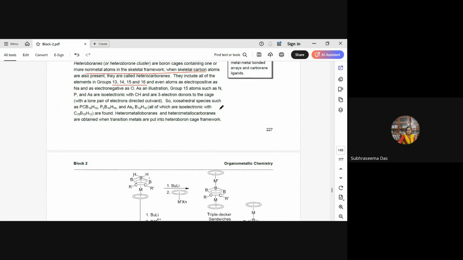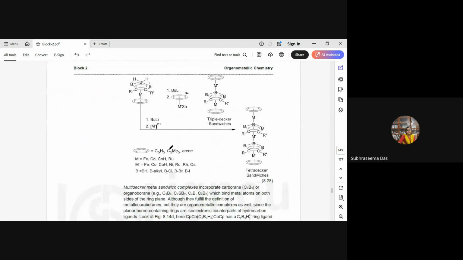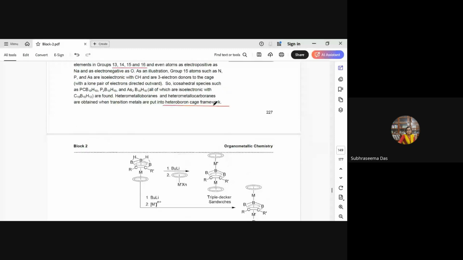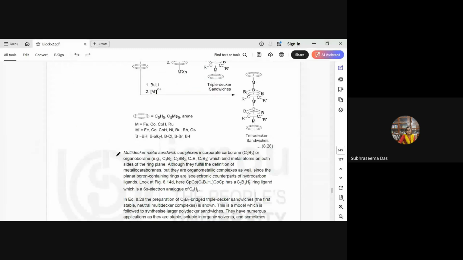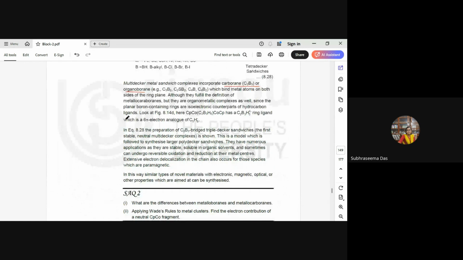Heterometalloboranes and heterometallocarboranes are obtained when transition metals are put into the heteroborane cage framework. Some of the syntheses have been shown. This is called the multi-decker metal sandwich complexes. These complexes utilize carborane, that is C2B3, or the organoborane, which bind metal atoms on both sides of the ring plane. Although they fulfill the definition of metallocarboranes, they are also organometallic complexes as well.